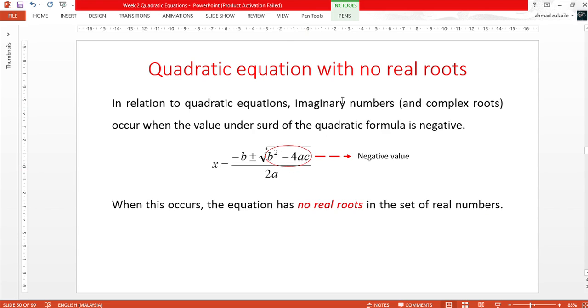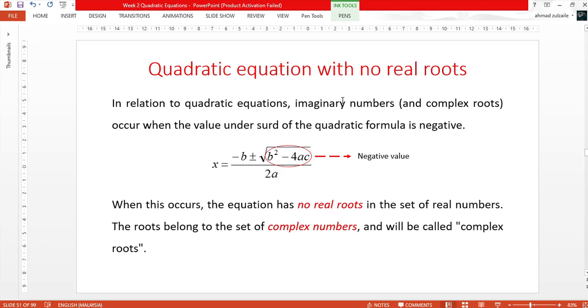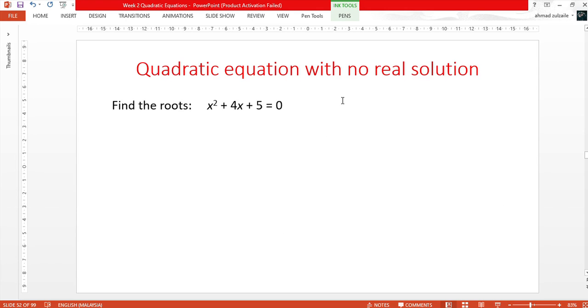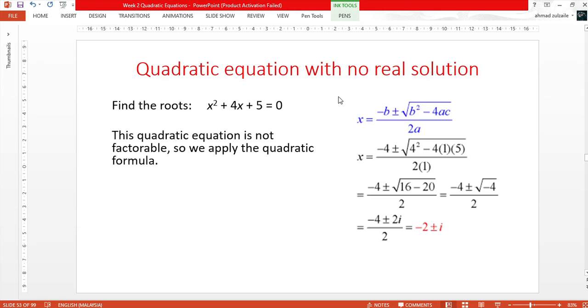Okay, so when this occurs, the equation has no real roots in the set of real numbers. So the roots belong to the set of complex numbers, and will be called complex roots, right? So let's take a look at this quadratic equation. We solve using the quadratic formula, because this quadratic equation is not factorable. If you just simply substitute into the mode EQN, comparing with A, B, and C, suddenly the calculator gives you a math error.